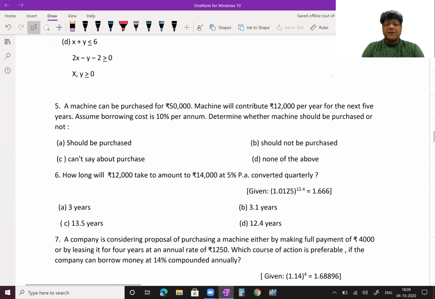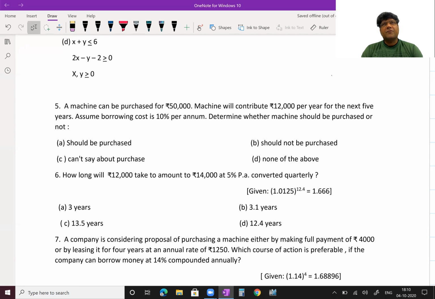A machine can be purchased for rupees 50,000. That means today, if you purchase the machine, you'll have to pay 50,000. So today's price of the machine is 50,000. Today's price means present value. Machine will contribute 12,000 per year for the next 5 years. From that machine, how much can you earn? 12,000, 12,000, 12,000 for the next 5 years. Assume borrowing cost is 10% per annum. Determine whether the machine should be purchased or not.